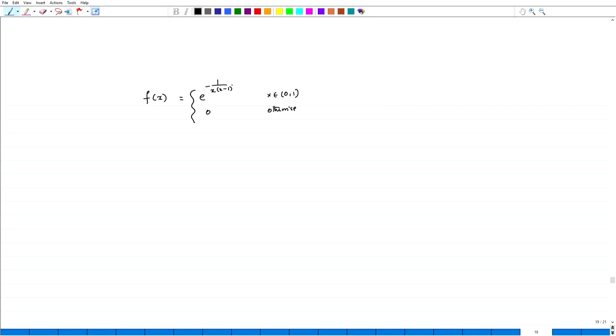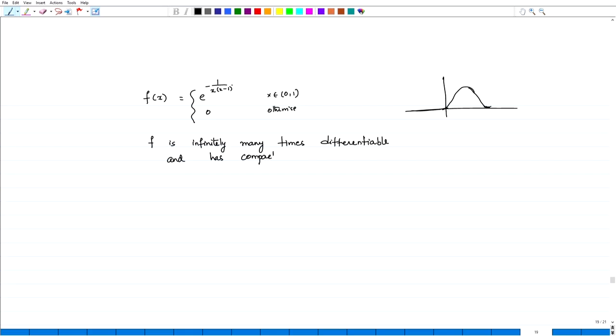What we see is that this is 0 here, and we know that e to the power minus 1 over x square is differentiable at 0, and hence we get a function like this. So this function f is infinitely many times differentiable and has compact support.